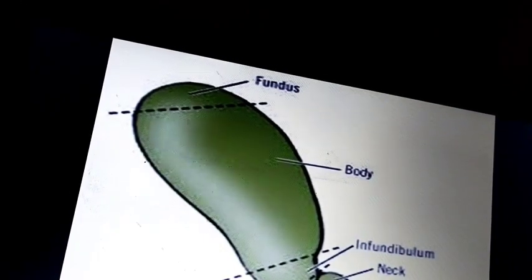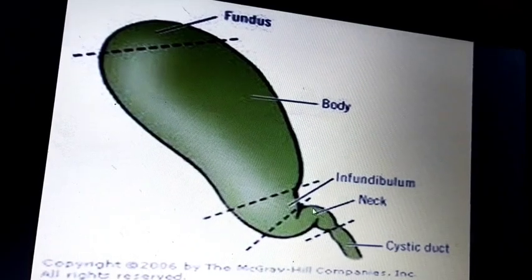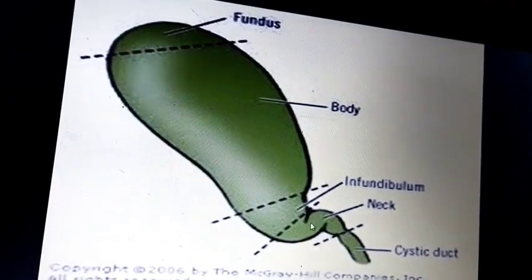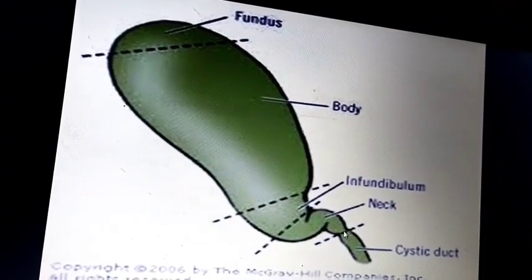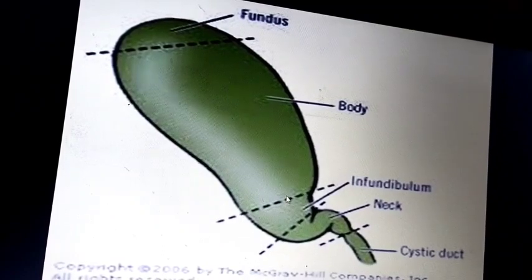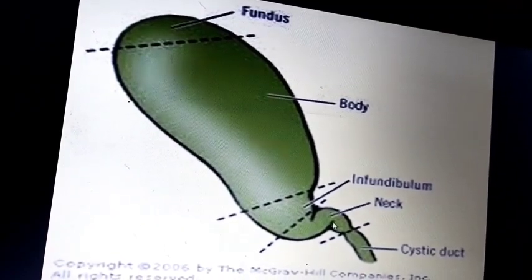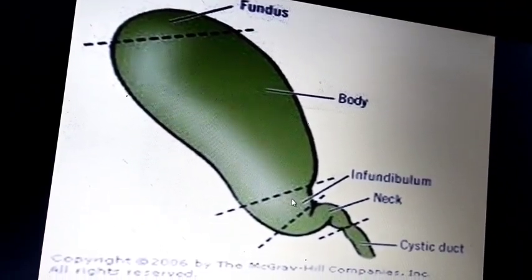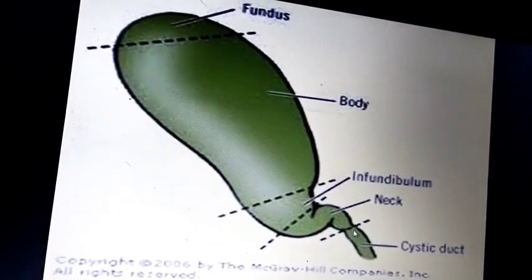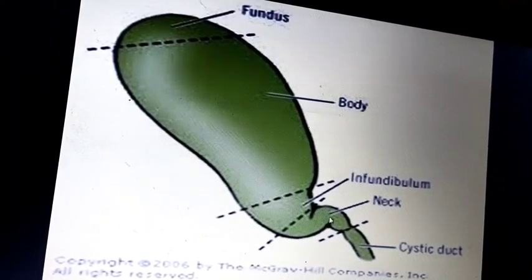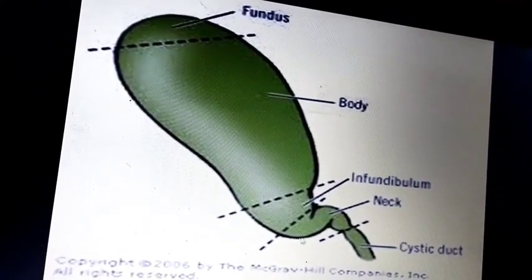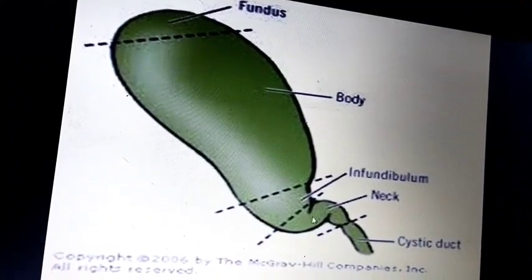You can see the neck is looking like an S shape, and it continues as the cystic duct. Here it is the body. The neck gives the connection between the body of the gallbladder and the cystic duct. Because of this S shape, it is a more common site for the obstruction of gallstones.